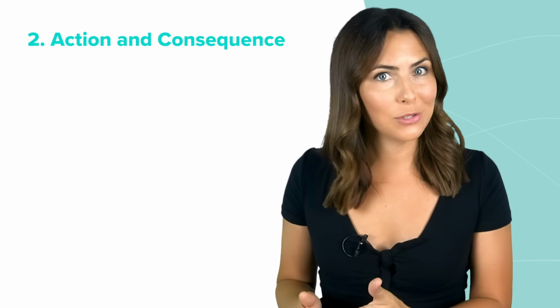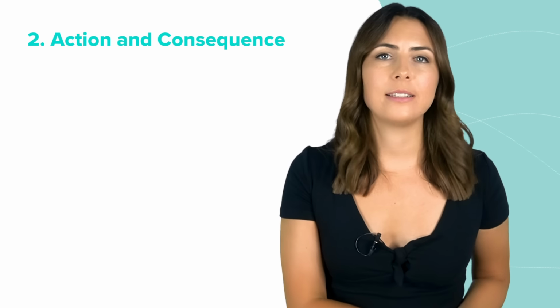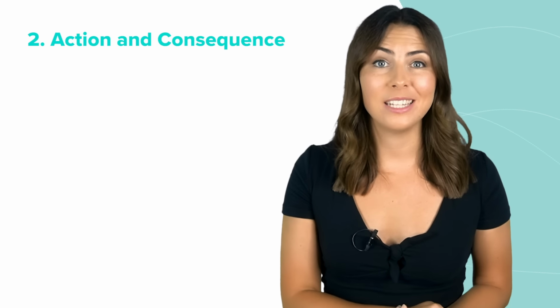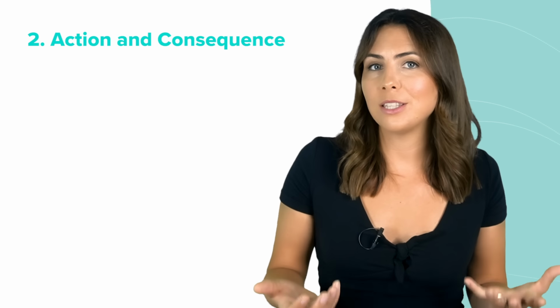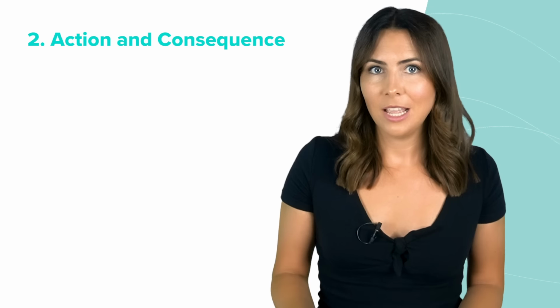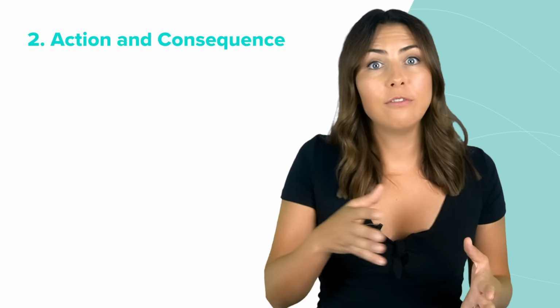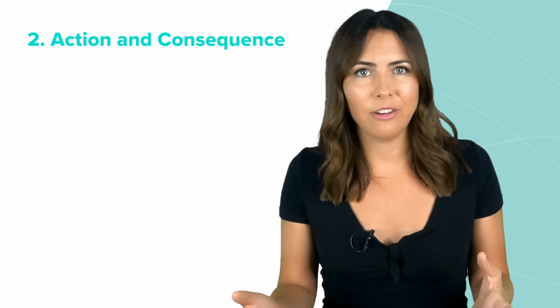Great. The other way that we can compare these tenses is when we use them to express action and consequence. So both the past continuous and the past perfect continuous can be used to give some context and express the result of an action. So that means that one action informs the state of another action.